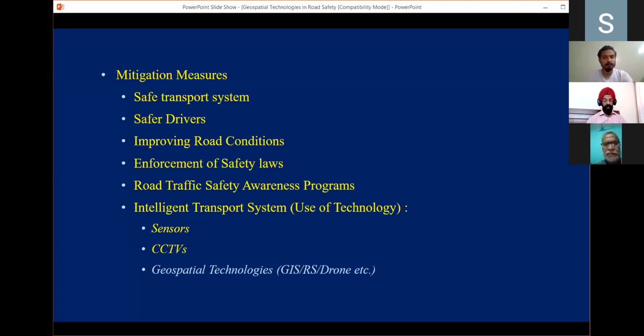Improving road conditions. MORTH and various other agencies, even local agencies, are taking a number of interventions to reduce accidents and improve road conditions. Because if there is a road stretch which is not properly laid, or has some issues, it may increase road accidents on that particular stretch. Enforcement of safety laws is also a very important aspect when we talk about mitigation measures.